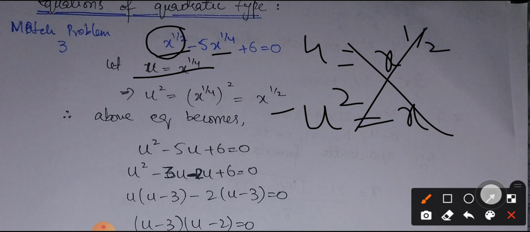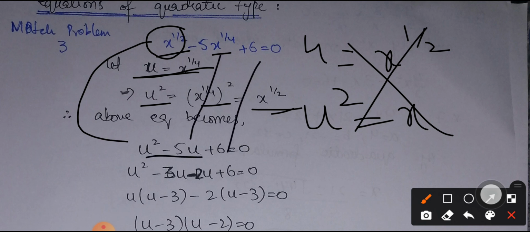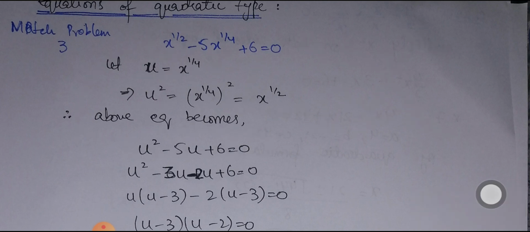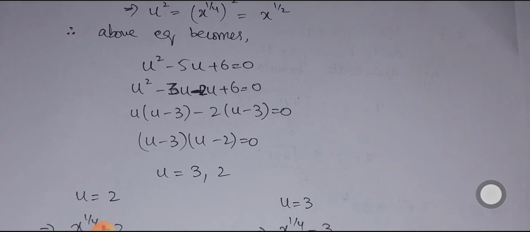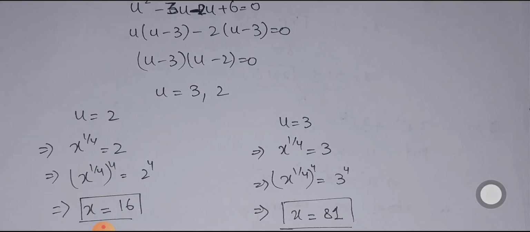But in this case it is possible. Taking u as x raised to the power 1 by 4, taking square on both sides, I will get x power 1 by 2. So inserting these values, this equation is going to be u square plus u... here I have u plus 6 as it is. Now we are having a quadratic equation that you can solve by any one of the methods, and I got the solution u is equal to 3 and u is equal to 2.